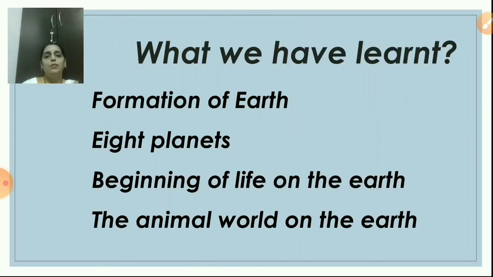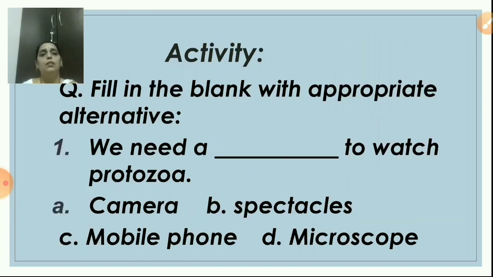Now what have we learned today? We have learned formation of Earth, 8 planets, beginning of life on the Earth, the animal world on the Earth. And now we will do a small activity. Fill in the blank with the appropriate alternative. You have been given a fill in the blank and 4 options. You are going to choose the right option.